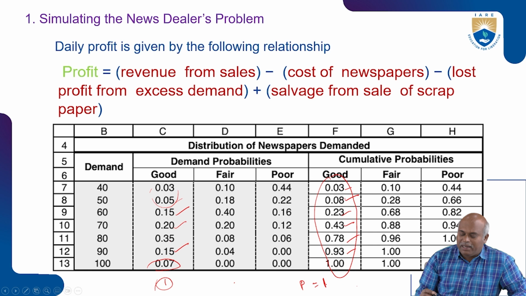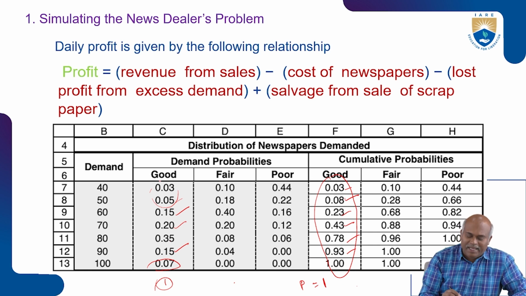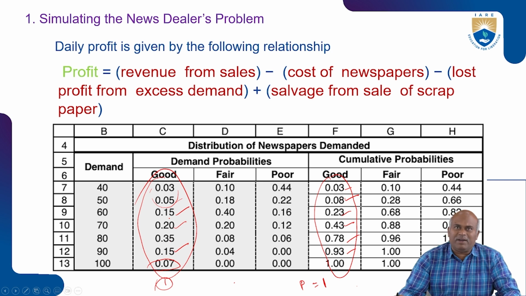Okay. So this probability is distributed over the entire events. So our total probability is 1. Then our inventory system is going to work perfectly.